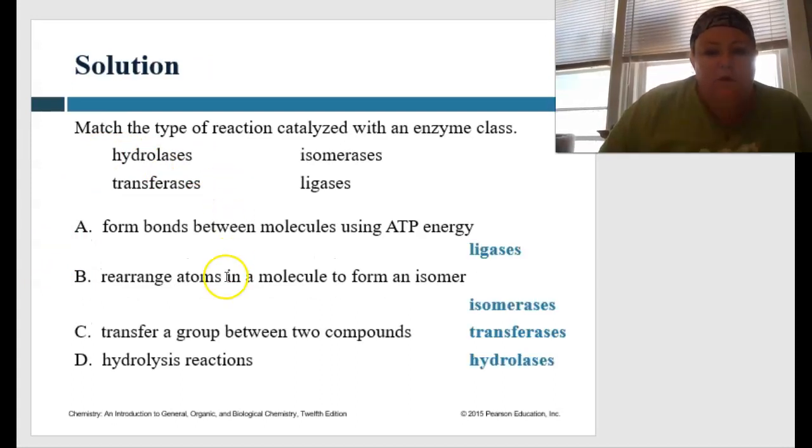All right, so when we have forming bonds, we're gluing those together, that would be the ligase. Rearranging atoms, that's making the isomer, so isomerase. Transferring a group, transferase, because transfer. And then hydrolysis is the hydrolases. Great job.